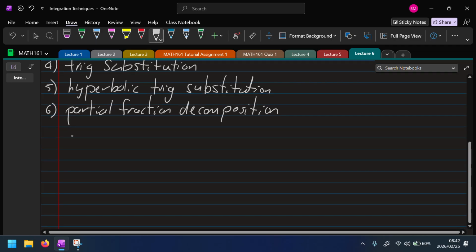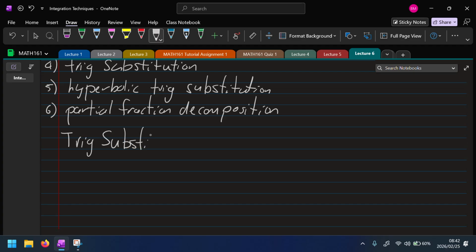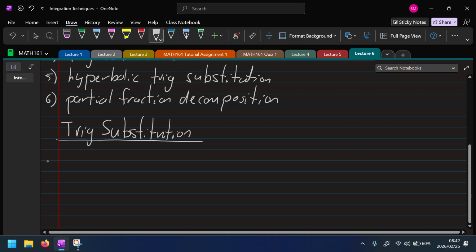Okay, so this week, trig substitution. We start off with 3 cases that we're going to be looking at. If you see an integral that contains these 3 cases or something like that, then you should be using a trig substitution. So it's a way of identifying when we use this and when we don't use this.